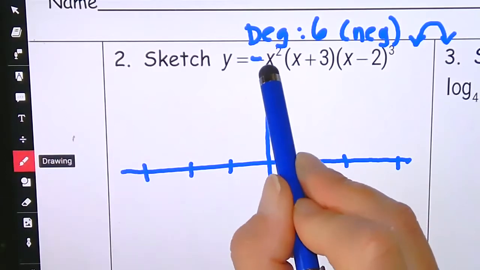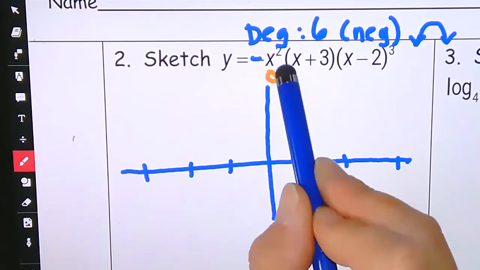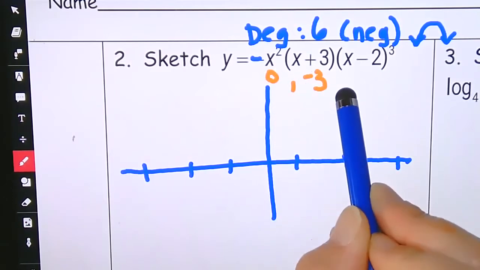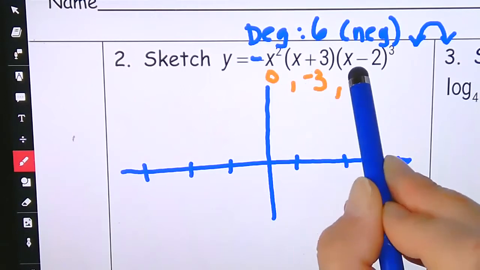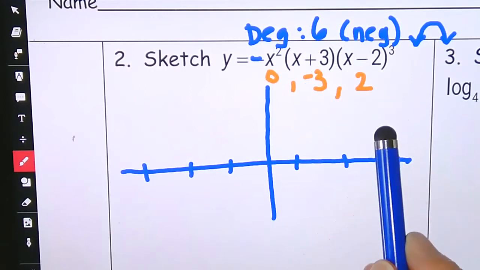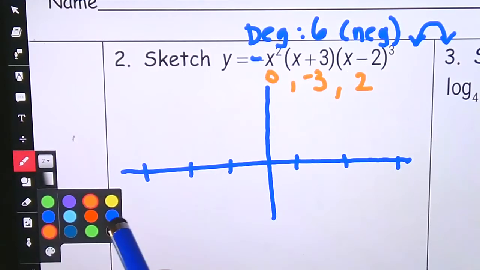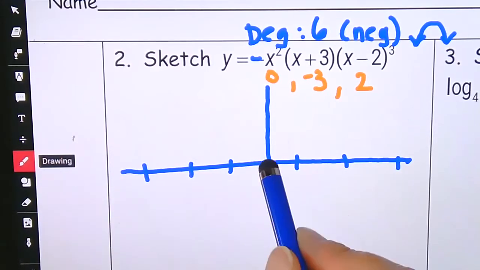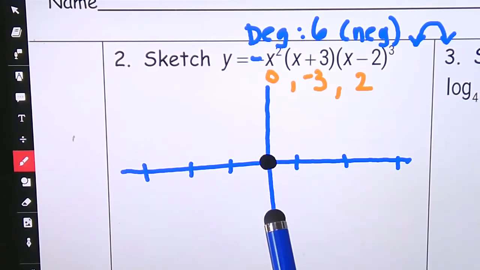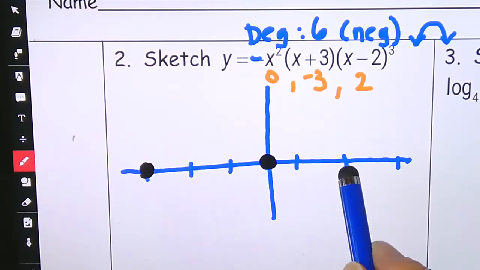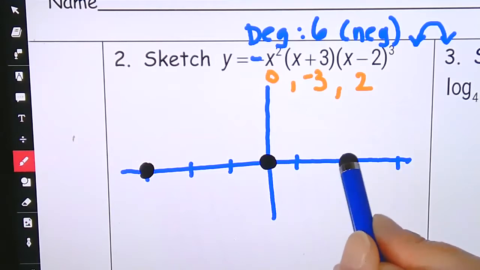And here I get 0 and it's a double because of the square. I'm going to get negative 3 and it's a single. And I'm going to get 2 and it's a triple. So let me just put those points here. Okay, so 0, and again, this one's a double. Negative 3, this one's a single. And 2, which is a triple.